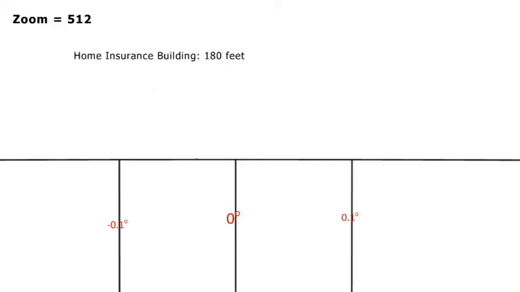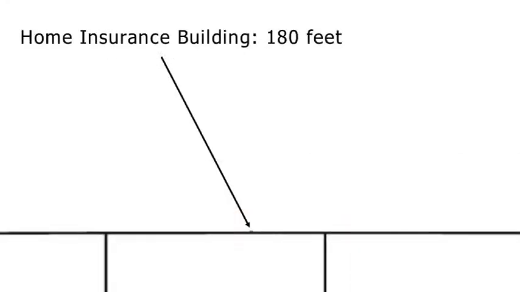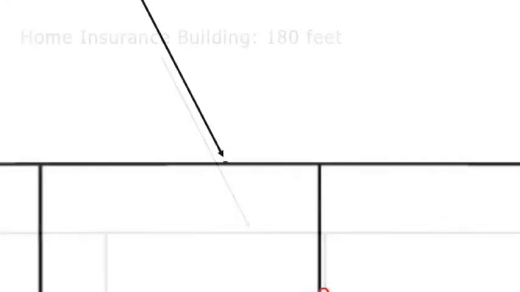Okay, so now we're still at our 512 zoom. I'm going to start adding things. The original skyscraper, the very first thing that was considered a skyscraper, is something called the Home Insurance Building. It's in Chicago, Illinois. It's 180 feet tall. Do you see it here? It's on here. That's it right there. That little tiny box.